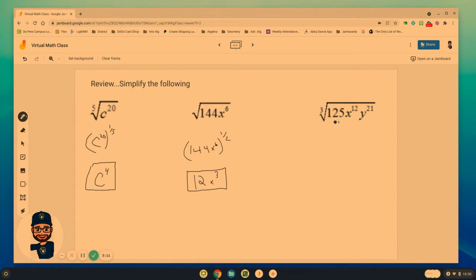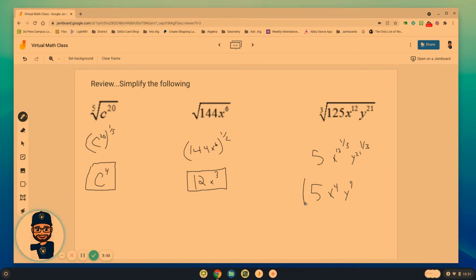Now, the cubic root. Right, the cubic root of those. So why don't you pause and try this one. Okay, well, the cubic root of 125, that's 5. X to the 12th, then to the 1/3 power. Y to the 21st, then to the 1/3 power, right? We can change that cubic root to 1/3 so that I can use the product property of powers. So 12 times 1/3 gives me x to the 4th. Y to the 21st to the 1/3 gives me y to the 7th.